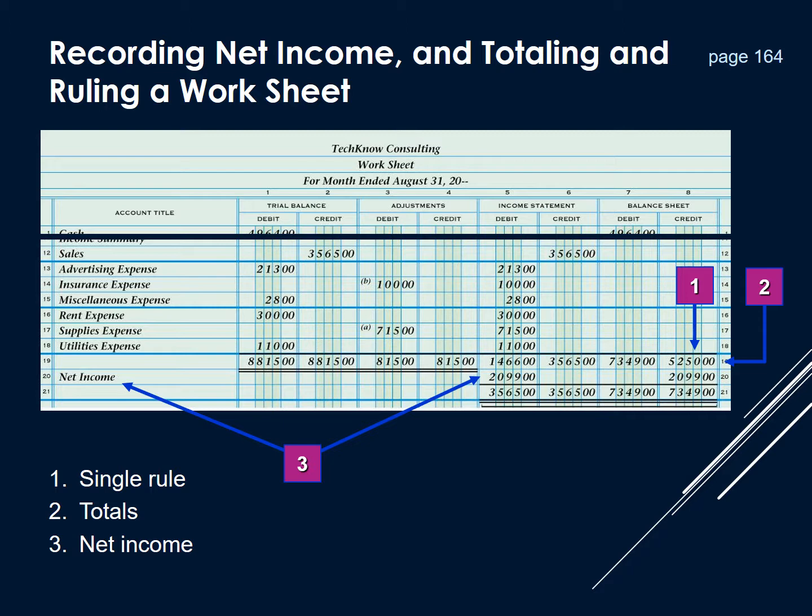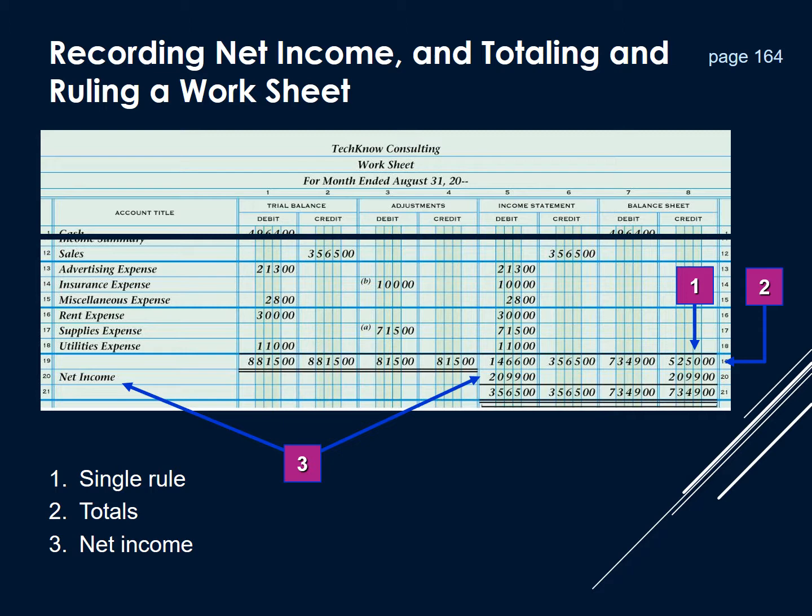In this case, our revenue credit column is larger than our expense debit column. So this means that we have a net income. So we will subtract $1,466 in our debit column from $3,565 in our credit column. The difference is $2,099. We will now record net income underneath the account title on line 20, and then in the debit column for the income statement, we will record $2,099.